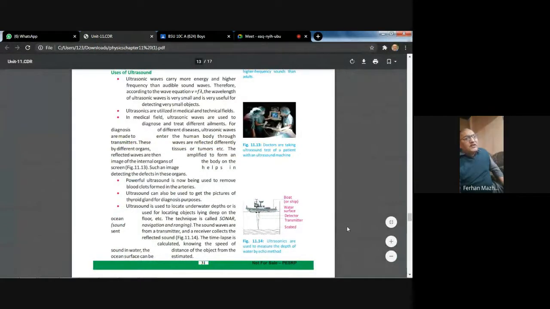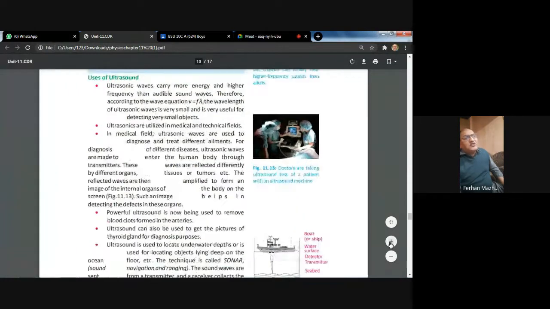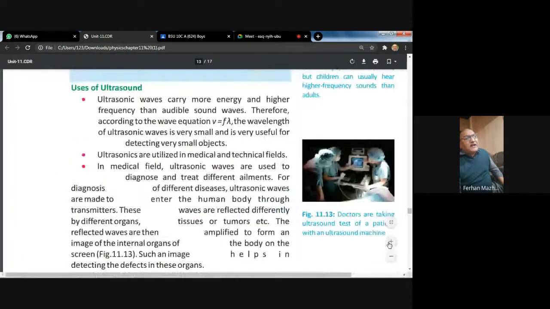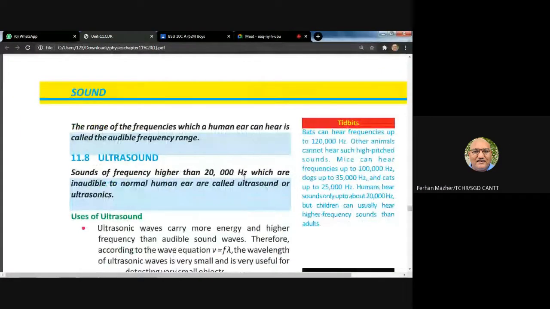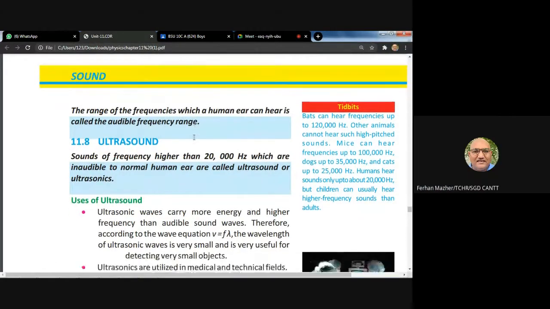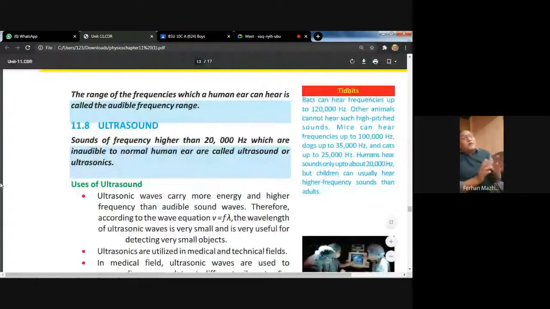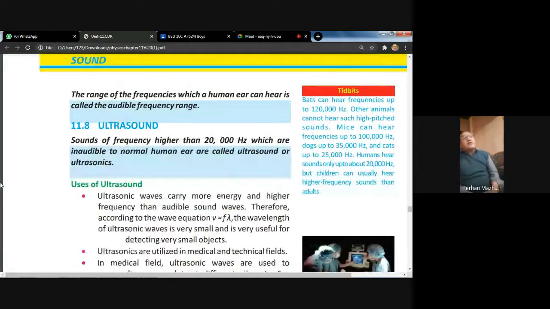Another, the use of the ultrasound is very important. That's why, and it's not that difficult. I want you to read this also. So, what is ultrasound? Sounds of frequency higher than 20,000 hertz, which are inaudible to the normal human ear, are called ultrasound or ultrasonic. The human ear cannot hear them.